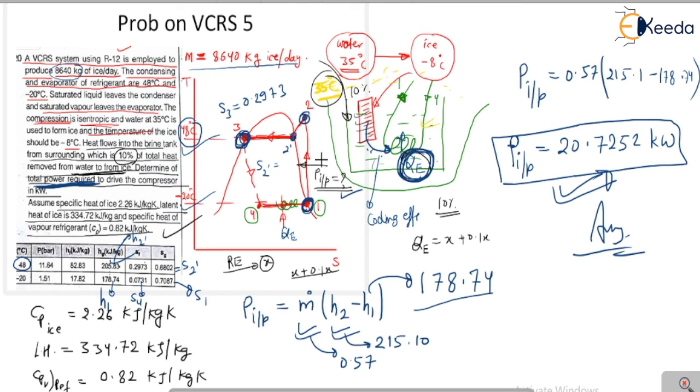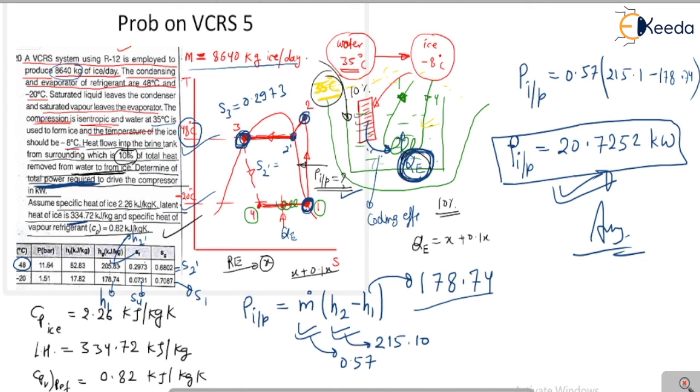Now the compression will be isentropic and water is transferred from 35 degrees Celsius to minus 80 degrees Celsius. So here we can apply both equations, that means specific heat as well as latent heat concept also. The examiner has given the value of latent heat of the ice as 334.72, and also the specific heat for the ice and the specific heat in the polar region for a refrigerant.